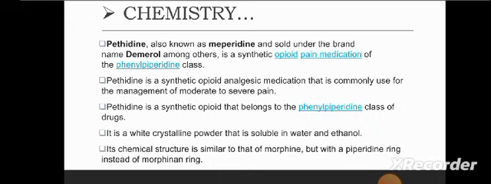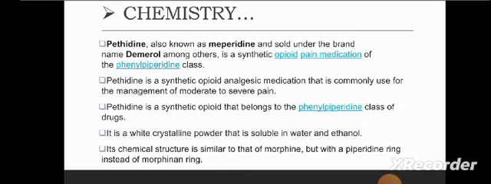Pethidine is a synthetic opioid analgesic medication that is commonly used for the management of moderate to severe pain. Opioid analgesic medications are those that act on opioid receptors to produce morphine-like effects. Medically, they are primarily used for pain relief. Pethidine is a synthetic opioid that belongs to the phenylpiperidine class of drugs.